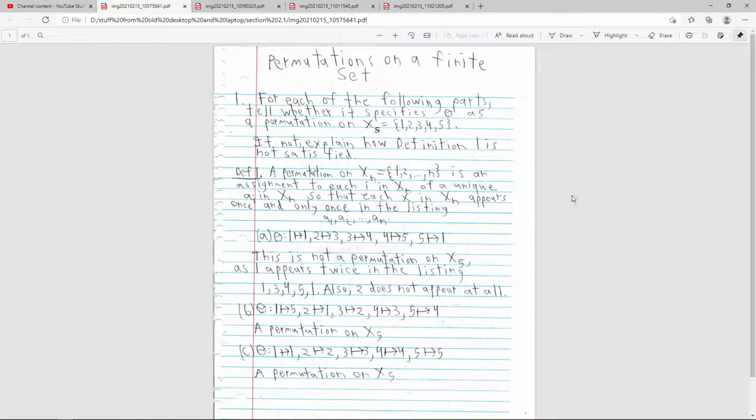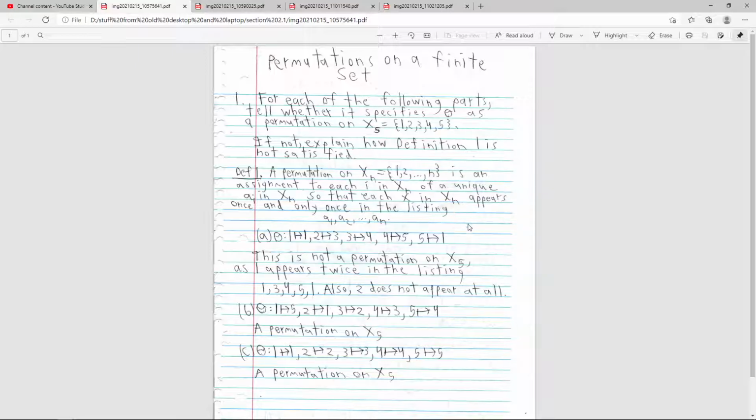Okay, permutations on a finite set. For each of the following parts, tell whether it specifies theta as a permutation on X5 equals 1, 2, 3, 4, 5. If not, explain how definition 1 is not satisfied. So I probably overcomplicated this a little bit by explaining explicitly definition 1. But yeah, it's this definition.